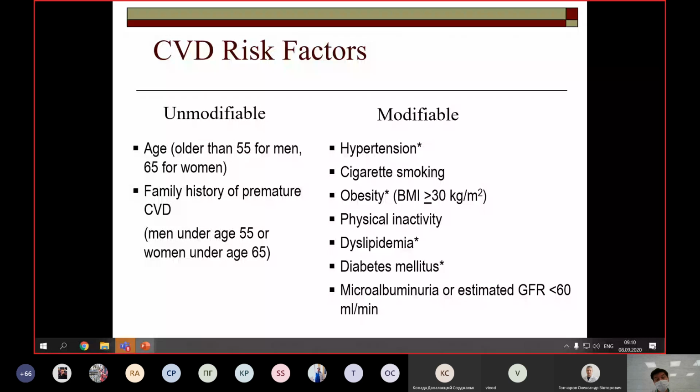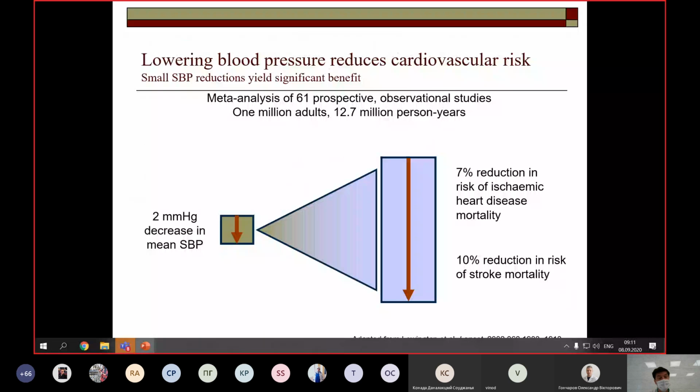So, to sum up, the unmodifiable and modifiable factors contribute to the natural evolution of arterial hypertension, and the influence of the so-called modifiable risk factors should be diminished by your efforts. You should know that lowering blood pressure can reduce cardiovascular risk dramatically, and each 2 millimeter decrease in mean systolic BP can be associated with a 7% reduction of the risk of ischemic heart disease mortality and a 10% reduction in the risk of stroke mortality.